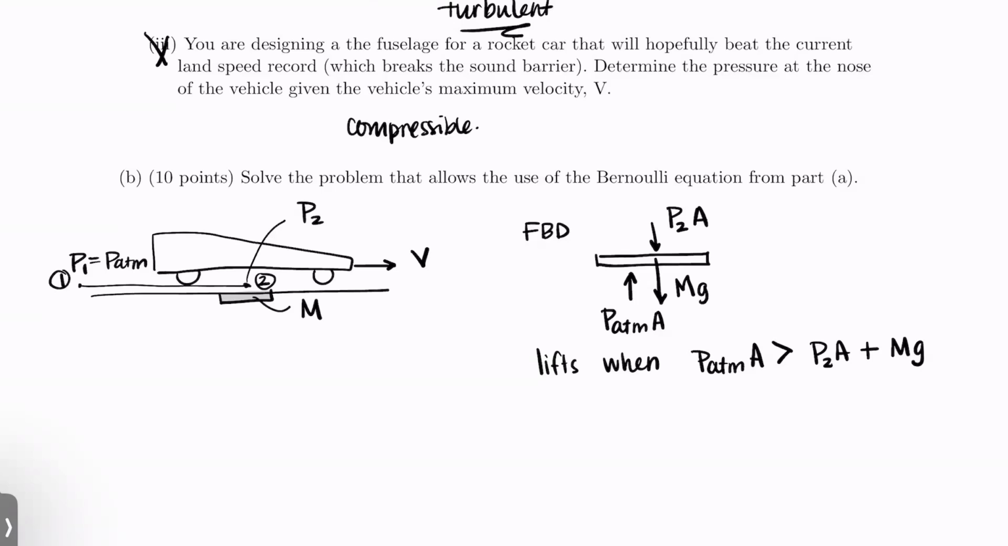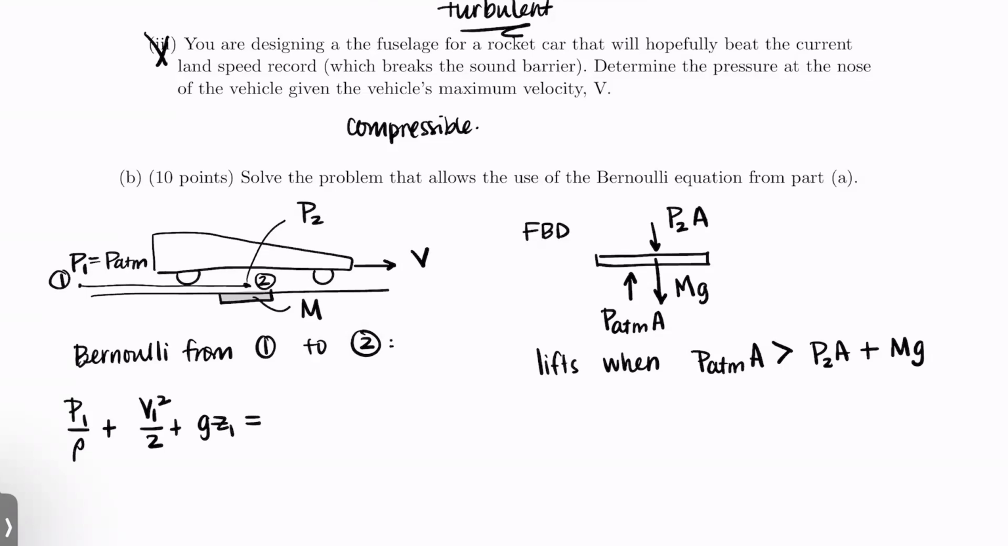So we need to use Bernoulli to connect P2 with the velocity of the car. All right, so Bernoulli from 1 to 2 gives us that P1 over rho plus V1 squared over 2 plus GZ1 is equal to P2 over rho plus V2 squared over 2 plus GZ2. That's just the Bernoulli equation.